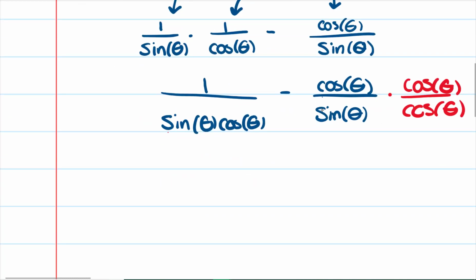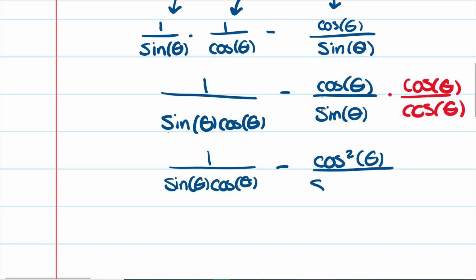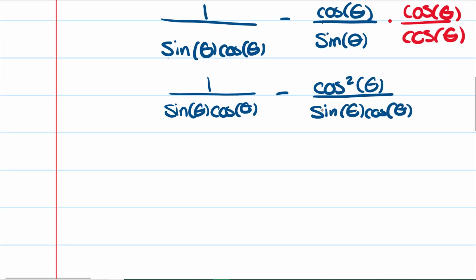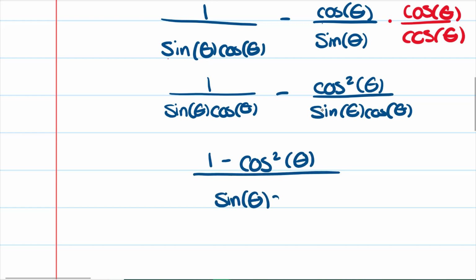So I'm going to get 1 over sine theta cosine theta minus cosine squared theta over sine theta cosine theta. Now that they have common denominators, I can make them one fraction. So I get 1 minus cosine squared theta, all divided by sine of theta cosine theta.